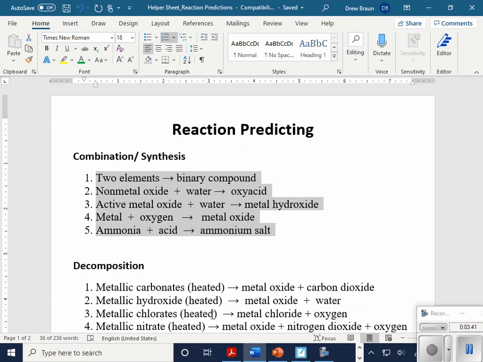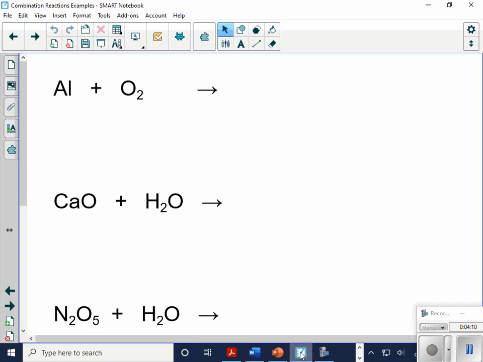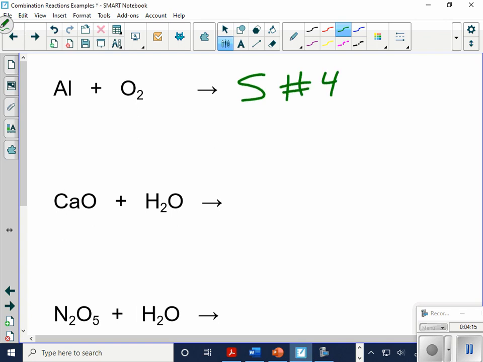So that one trumps number 1. I said it could be number 1. Well, this is a specific one. So it could be number 4. And finally, is it ammonia plus acid? It is not. So what I'm dealing with here is this one right here. So as I go back, I'm going to write that this is a synthesis number 4. So when I come back here, I'm putting S number 4. So I know specifically that it's a synthesis number 4 reaction.